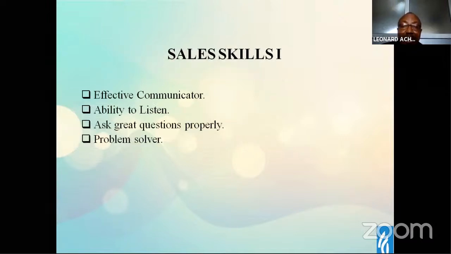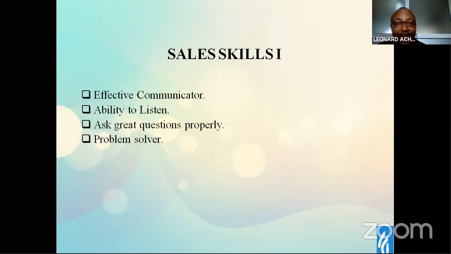Sales skill number one, you must be an effective communicator. Don't talk because you want to talk. Don't become a parrot in the marketplace. Talk with understanding, talk objectively. And a good communicator always has a feedback mechanism. If you are talking and there's no feedback from your customer, it's no communication. You should create room, an avenue, or a strategy whereby your customer can talk back to you and you have a win-win situation.